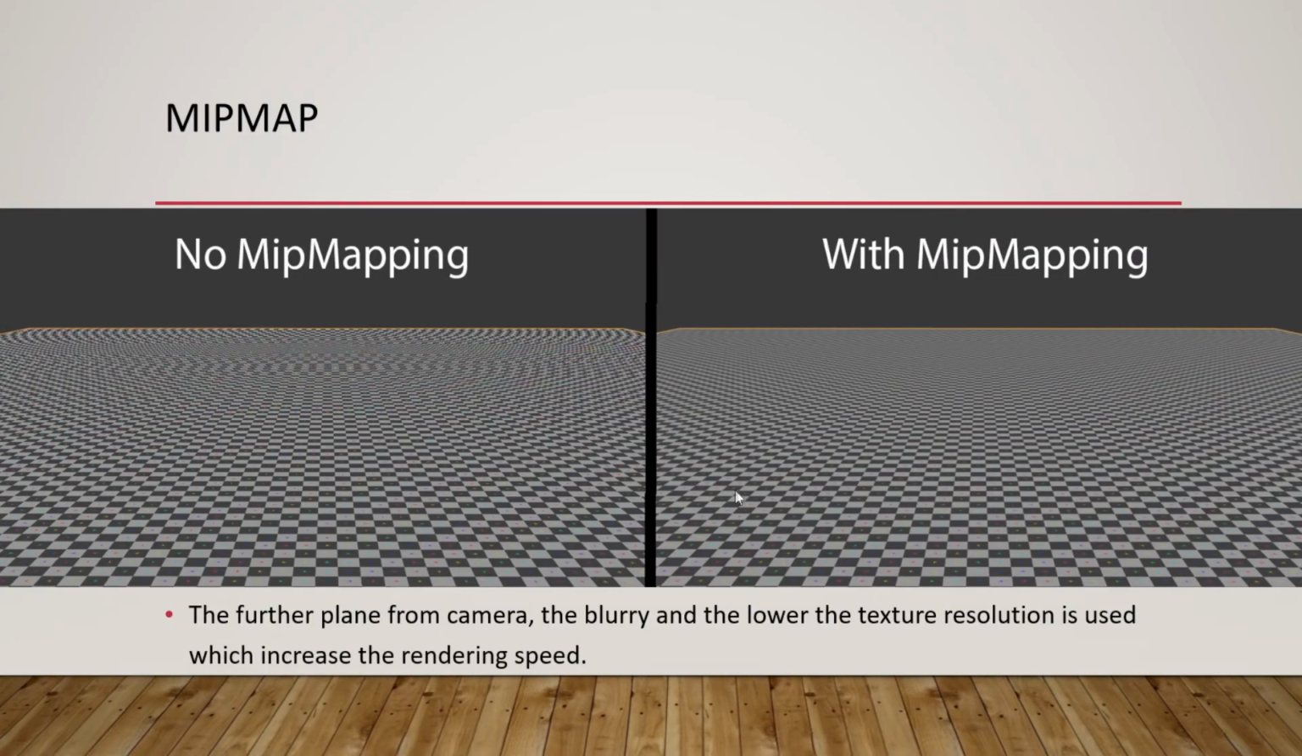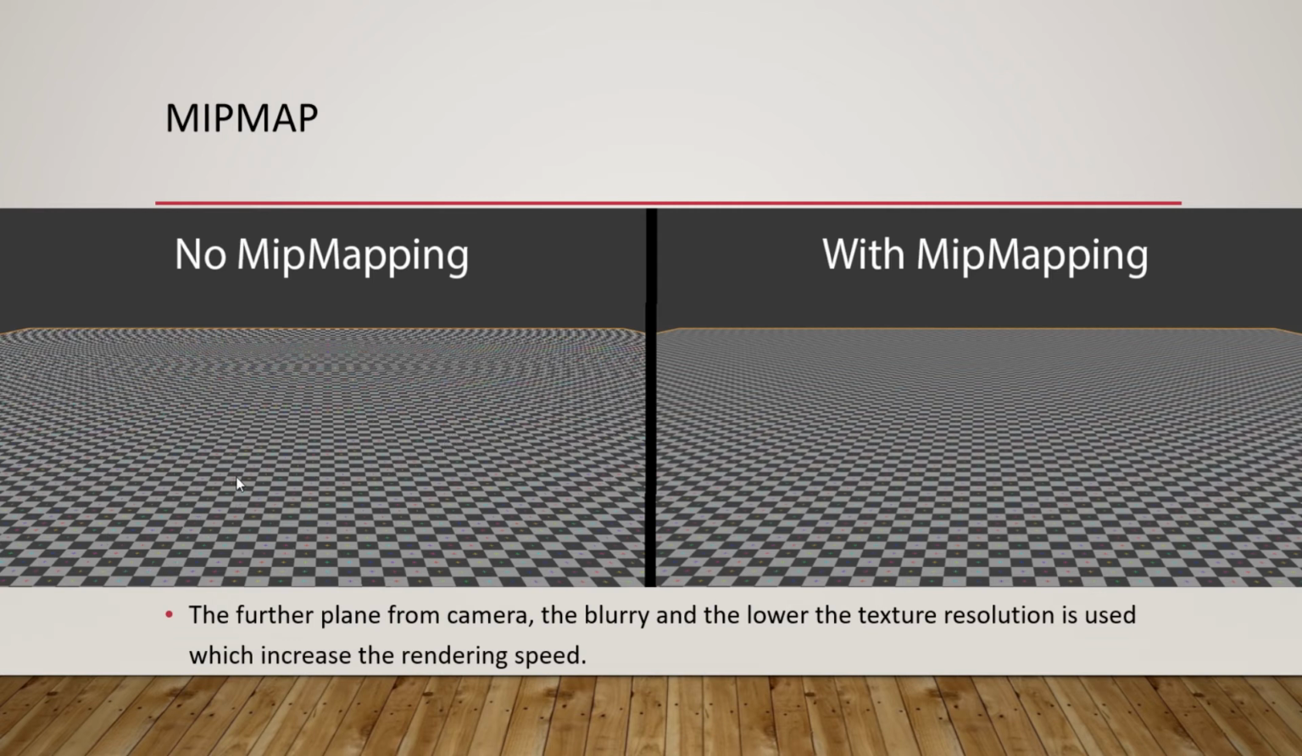So here is a comparison with using mip mapping and also without a mip map. As we can see here, without a mip map we can see a lot of squares that were rendered. Without mip mapping, all of the squares will be rendered, and this will put stress inside the GPU and CPU.